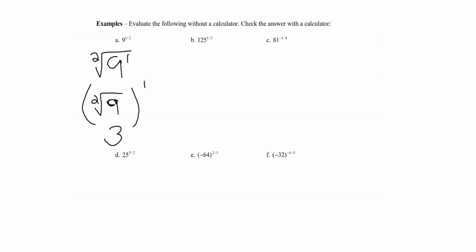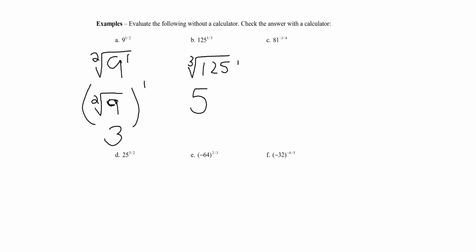Now, for B, we have 125 to the 1/3 power. So again, when I write it in radical form, my number under the radical is my 125. And then my power of the 125 is the numerator, which is a 1. And the index is a 3. So we're looking for the cubed root of 125 here, which if we recall from before is 5.